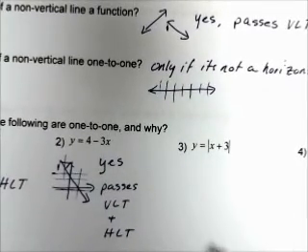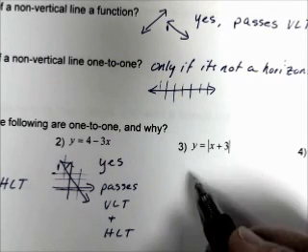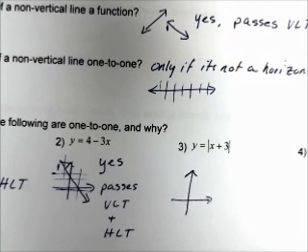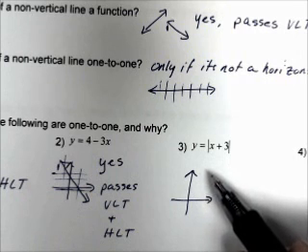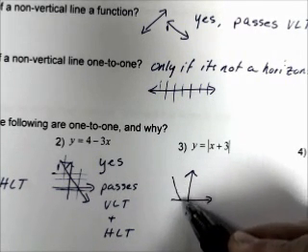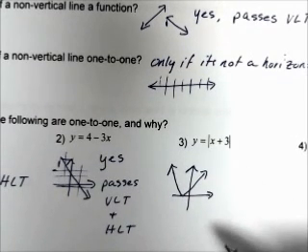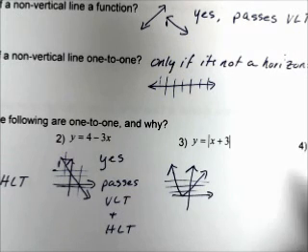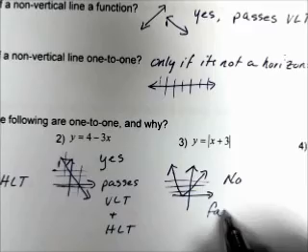Number 3, y equals the absolute value of x plus 3. Now, the absolute value function, right, is always the shape of a V. Let's see, this would be shifted to the left 3. So this would look something like this. And we could use our calculator, certainly. It fails the horizontal line test. Yes, it is a function, but it fails the horizontal line test, so no, it's not one-to-one.